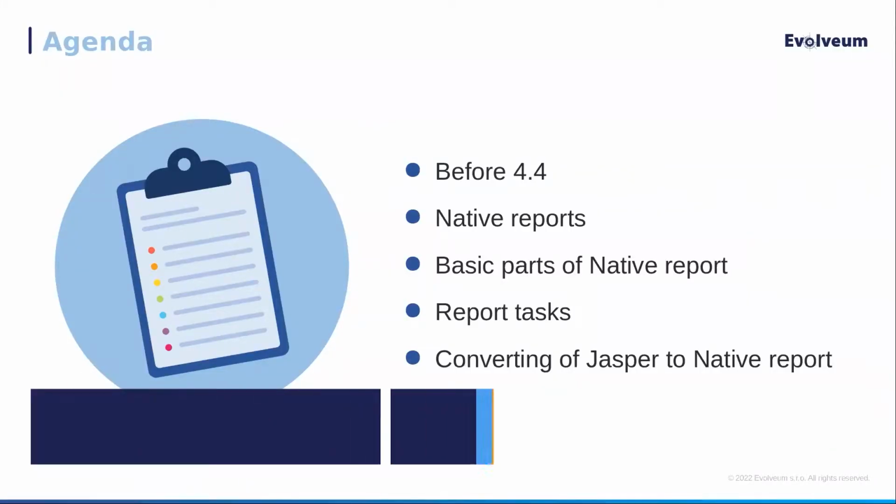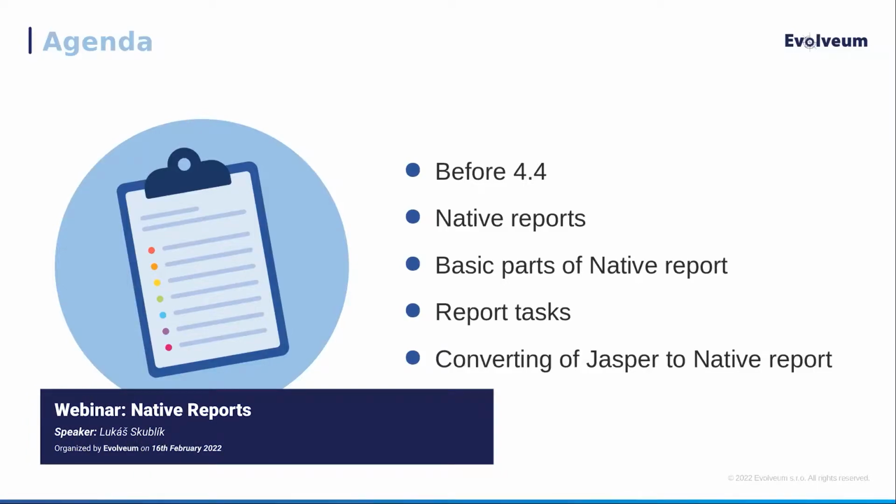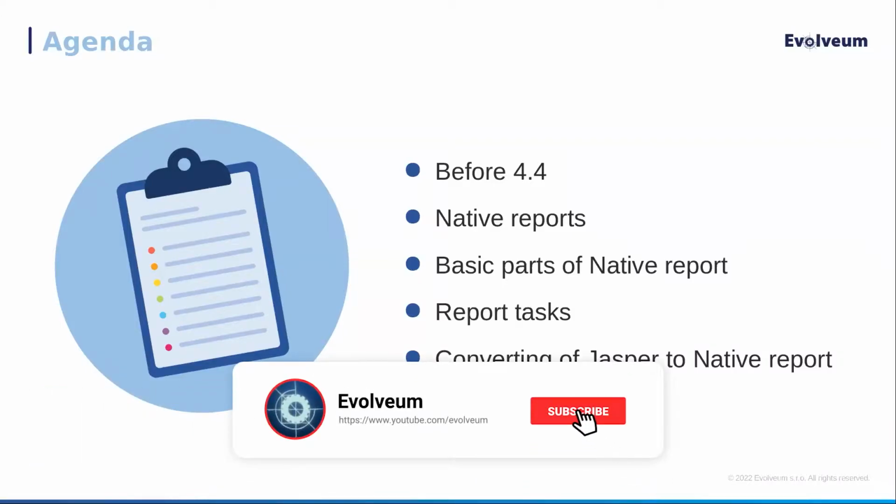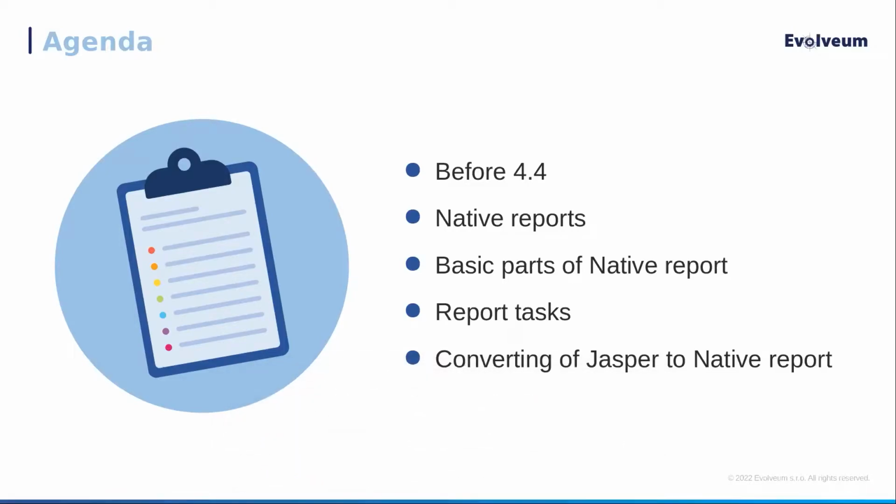We will say something about the reports before MidPoint 4.4, then we will cover native reports, their types, configuration, usability, and we will look at an example of output. Quickly, we will look at a new task definition for running of reports. And finally, a few words about converting old Jasper reports to new native reports.